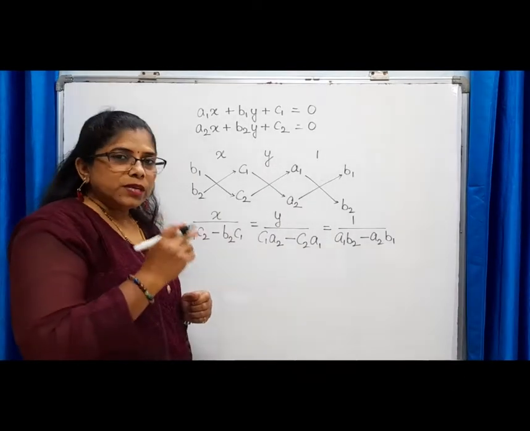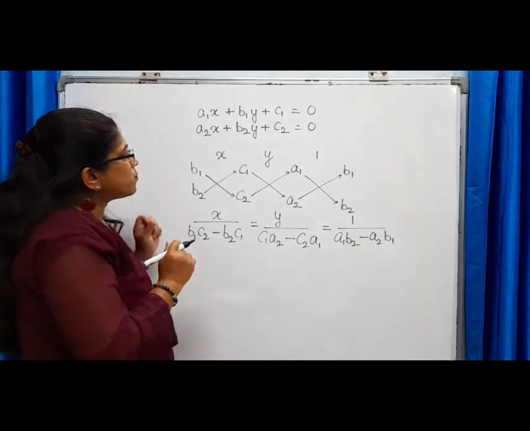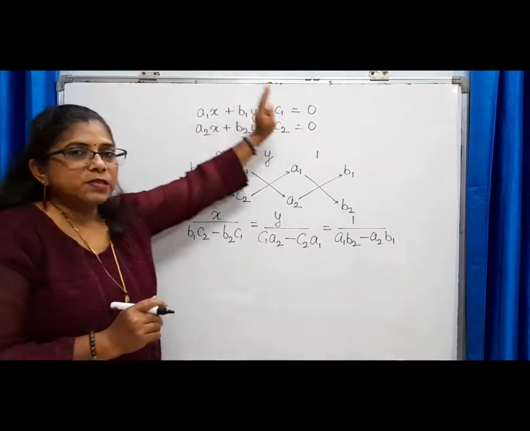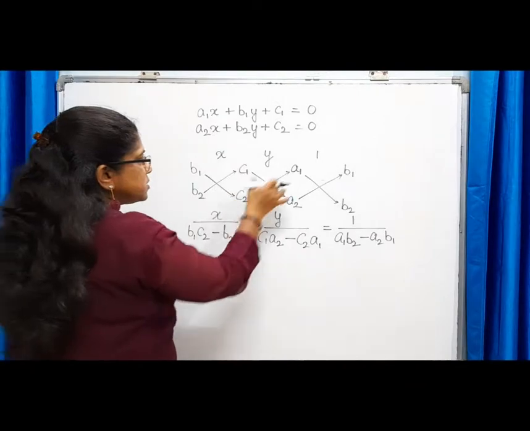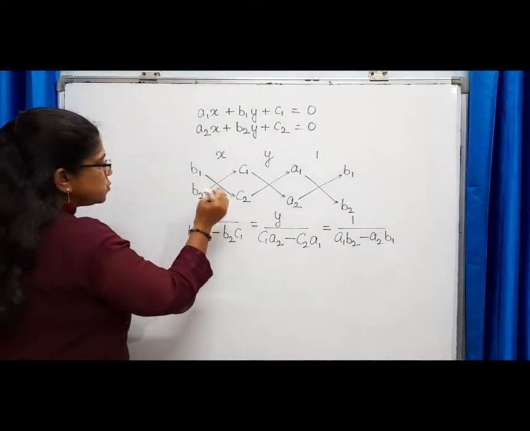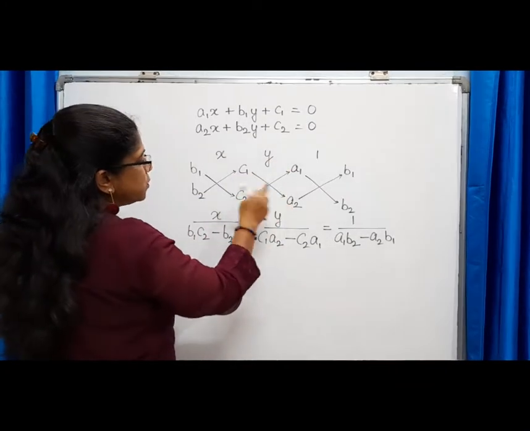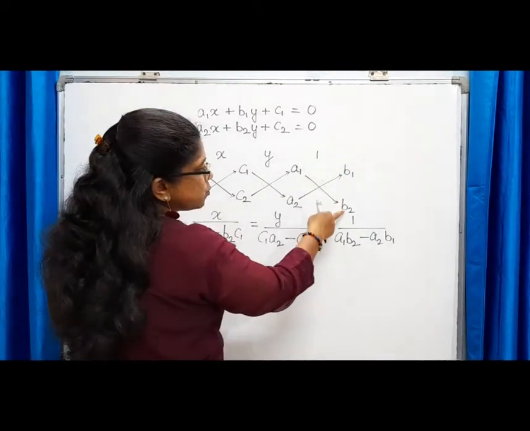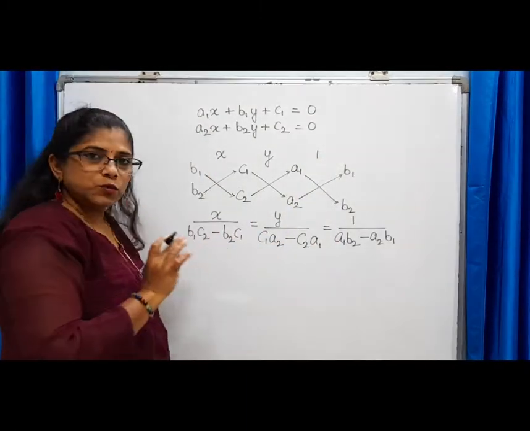So I think when we solve the examples, what exactly we have to do after this will be quite clear to you. So these steps we have to follow. Write the equations in the general form, then x, y, 1. Write b1, b2, c1, c2, a1, a2 and b1, b2. x upon b1 into c2 minus b2 into c1 is equal to y upon c1 into a2 minus c2 into a1 is equal to 1 upon a1 into b2 minus a2 into b1. So this is what we have to do.